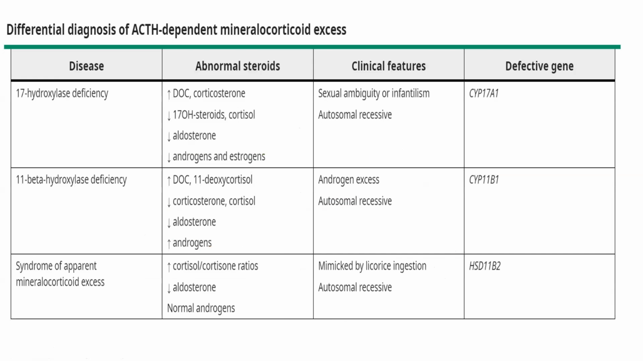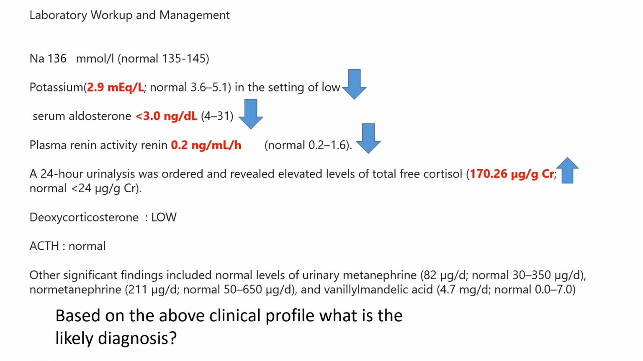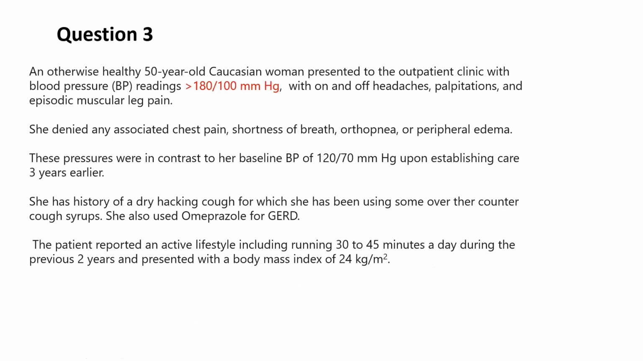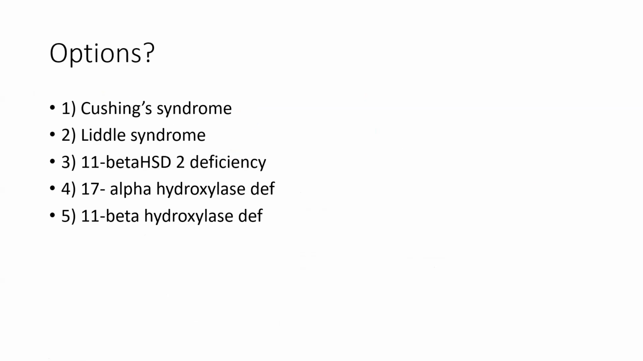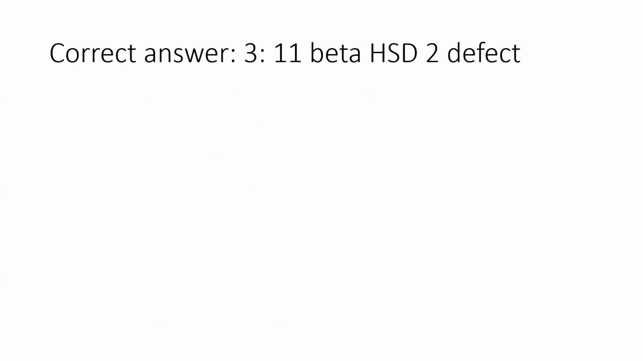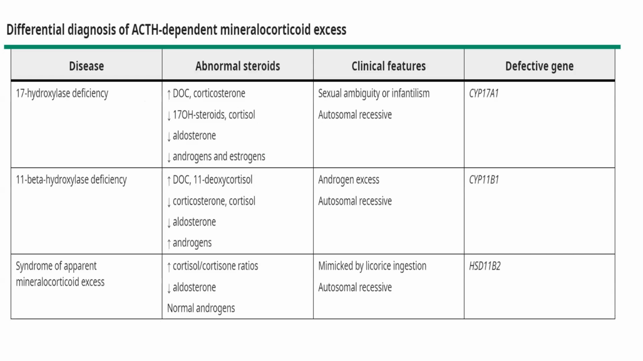So basically, how come the 11 beta HSD2 deficiency in our patient? As we can see, this patient was having a dry hacking cough for which she has been using some over-the-counter cough syrups, and many of these contain licorice. Okay, and that's why it can cause licorice toxicity, thereby causing an acquired inhibition of the 11 beta HSD2.